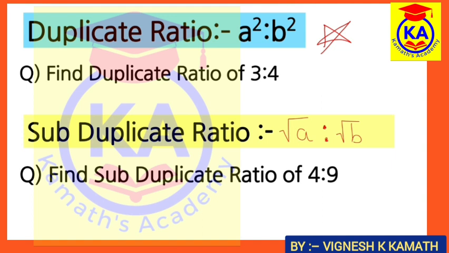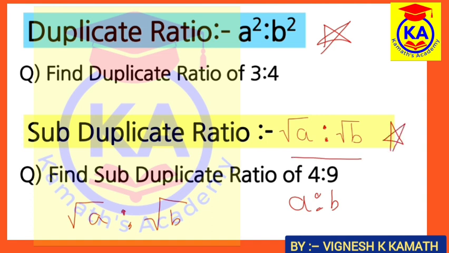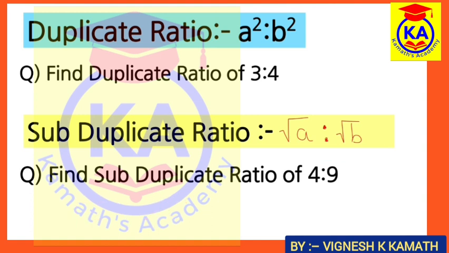Now, subduplicate ratio. Here, if A is to B is a ratio, the subduplicate ratio of A is to B will be root of A is to root of B. Square root of A is to square root of B. Please note this in your diary also. Now let's see an example. Root of A is to root of B is the formula, the identity. Let's see the example 4 is to 9. Subduplicate ratio of 4 is to 9.